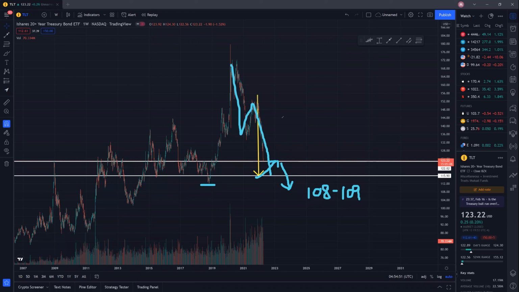So just a quick recap. TLT is currently downtrending. The first support that I'm looking at is 122, and the second support will be at 116 to close the gap, before we may test these levels of 108 to 109 to eventually shake off all retail investors. If there are any changes, I'll give you guys an update.